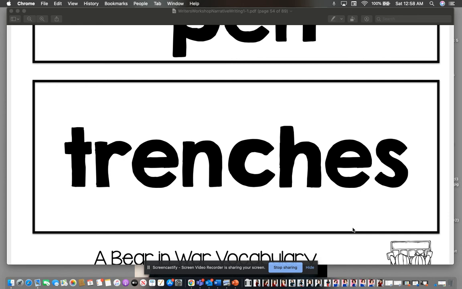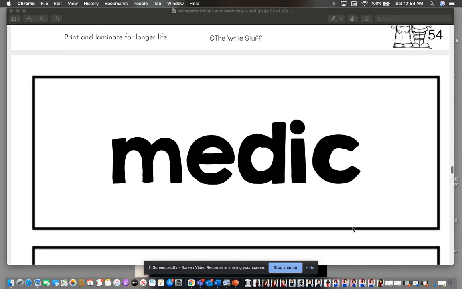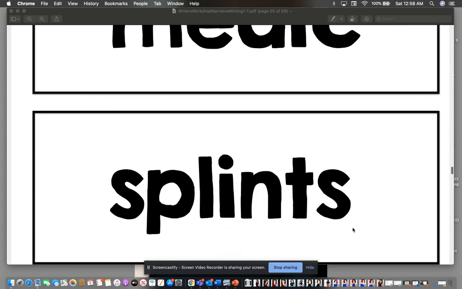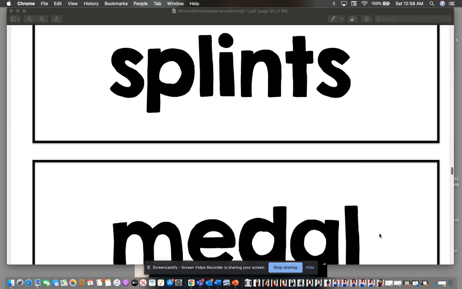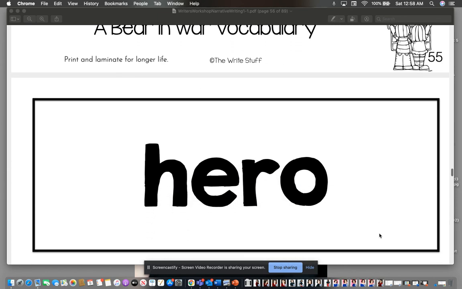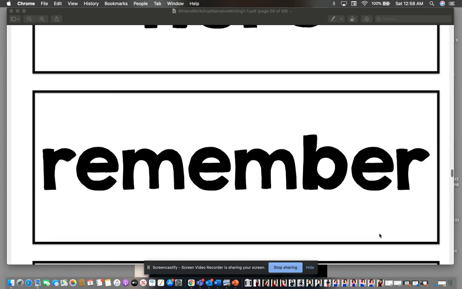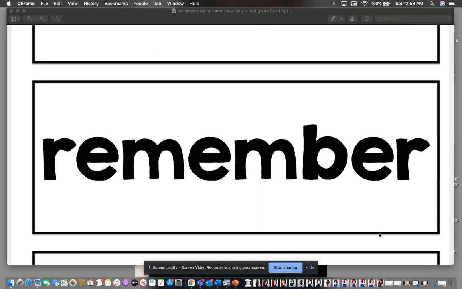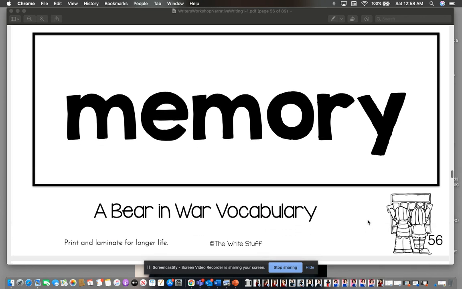Then we have trenches. We have medic. Splints. Metal, hero, remember. We all should know this word, remember. It's a longer word, but we've all heard this one. And memory.